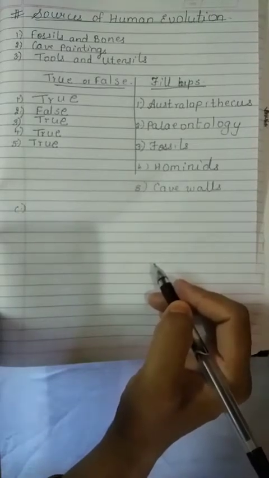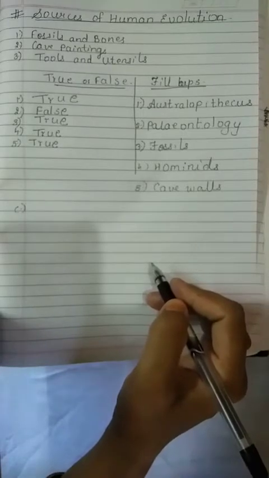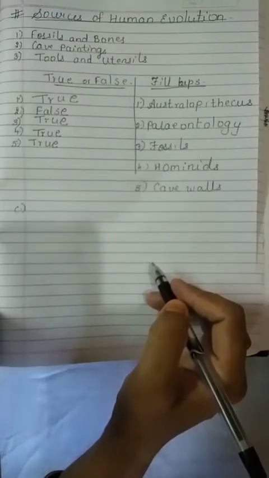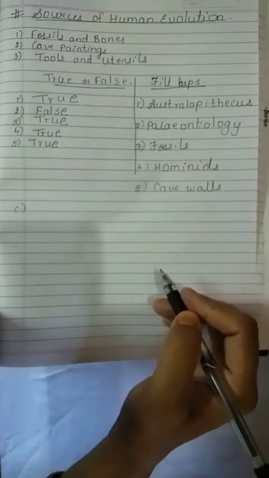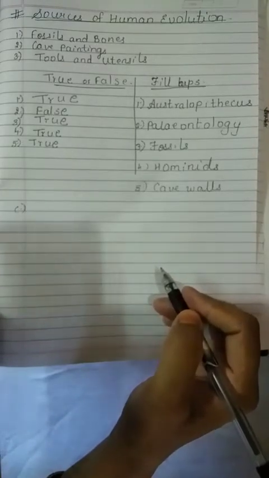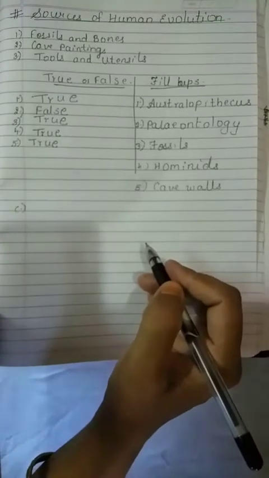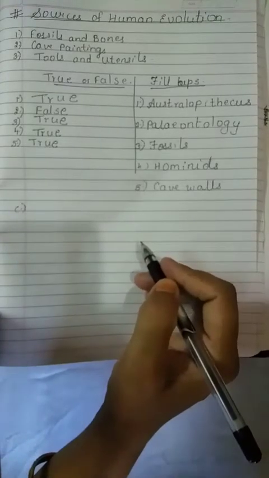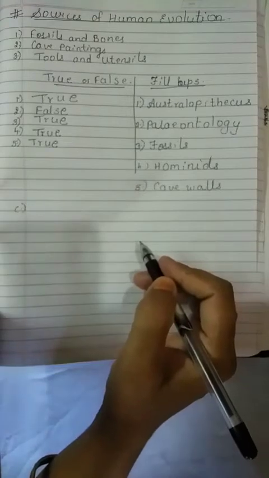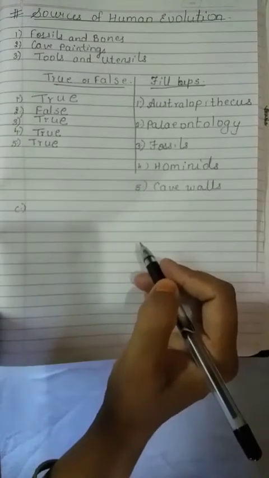Now we will see the question and answers. Answer the following questions. What is evolution? Question number 1. The answer is on page number 1, first paragraph.